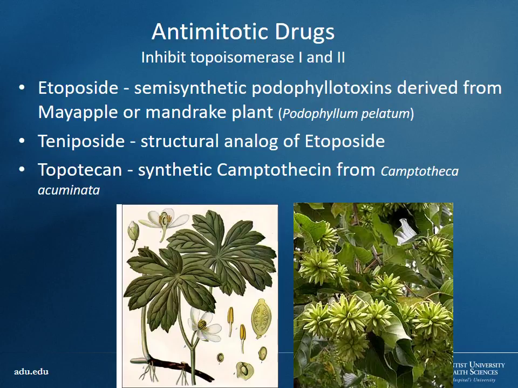I'm just kidding. Next, you have the topoisomerase inhibitors. So these are going to be things like etoposide. This actually comes from products called podophyllotoxins. They get made in the mandrake plant, right? And then you have teniposide and topotecan. Again, these are kind of just analogs of etoposide.